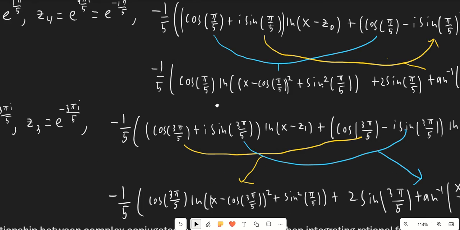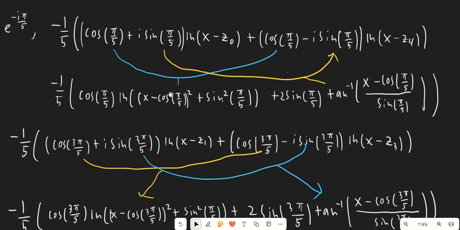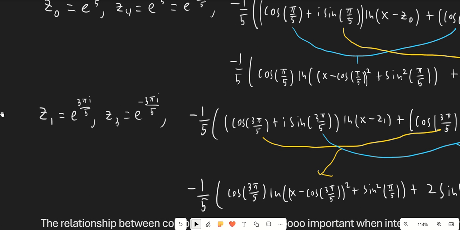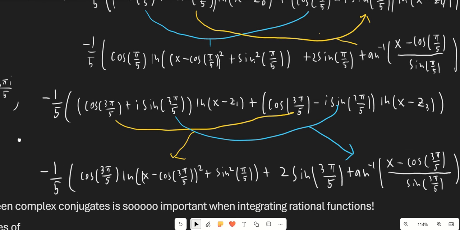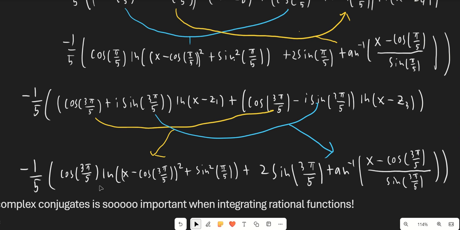Next, notice that this isn't fully simplified since we don't have the values of cosine pi over 5 yet, or sine pi over 5, but we'll deal with that later. Next, let's look at z1 and z3. And again, it's going to be the same exact thing. We're going to take these cosines and these sines and combine them. We end up with one natural log term and one inverse tangent term.